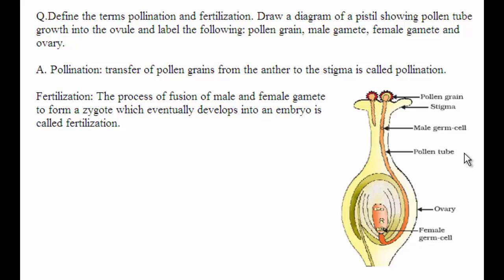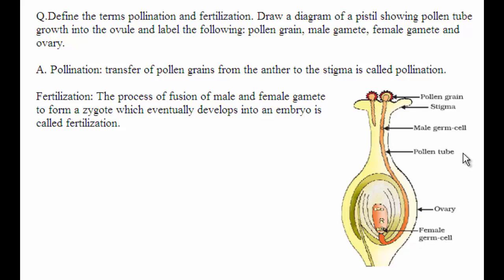So what is pollination? Pollination is nothing but transfer of pollen grains from the anther to the stigma. That is known as pollination. So here basically the transfer of pollen grains takes place from anther to stigma.